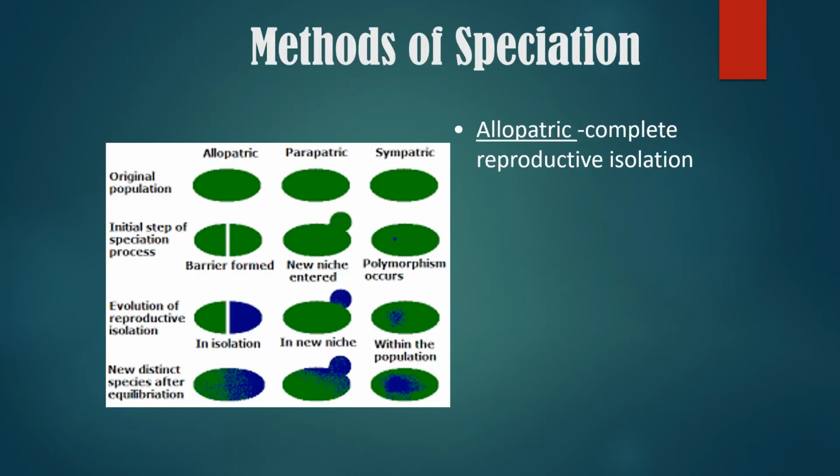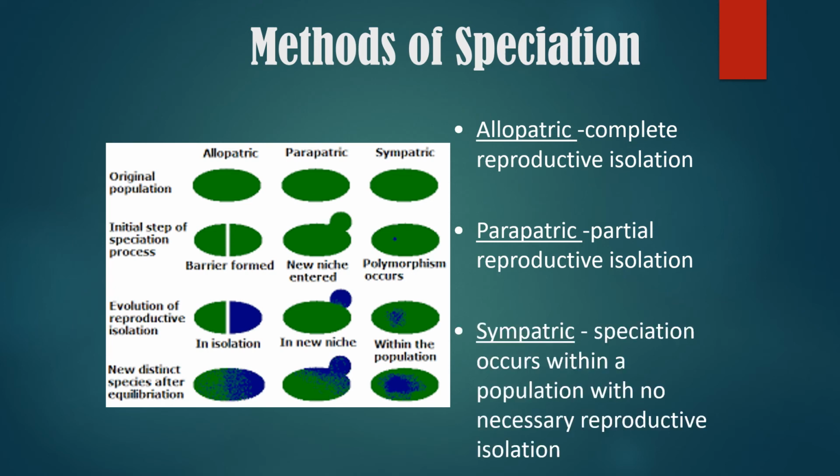There are different methods of speciation. If we look out in the natural world amongst living species, you have allopatric speciation, which is achieved through complete reproductive isolation, so two groups become reproductively isolated from each other. You have parapatric, which is partial reproductive isolation, so a subsect of the group is no longer reproducing with the group as a whole and begins reproducing elsewhere. And then you have sympatric speciation, which occurs within a population with no necessary reproductive isolation.